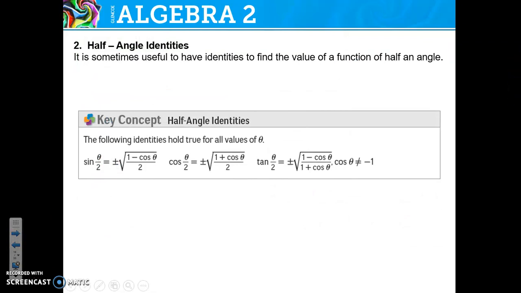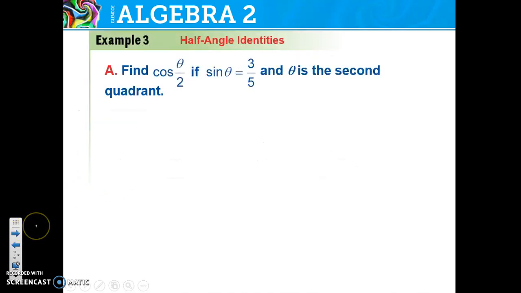All right, half angle identities. Half angle identities are basically exactly what they sound like. So the sine of some angle divided by 2 is equal to this beautiful square root thing, plus or minus the square root of 1 minus the cosine of theta over 2. Here you can see the identities for cosine and for tangent. So let's take a look at some examples of how to use these.